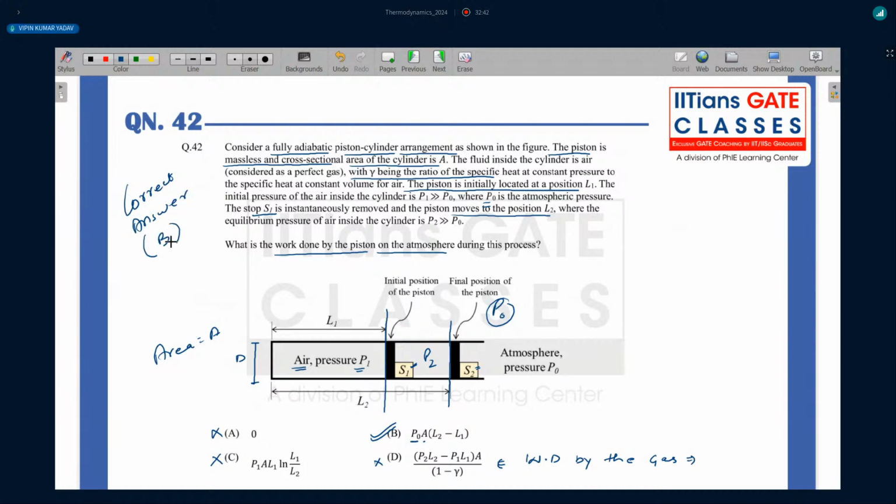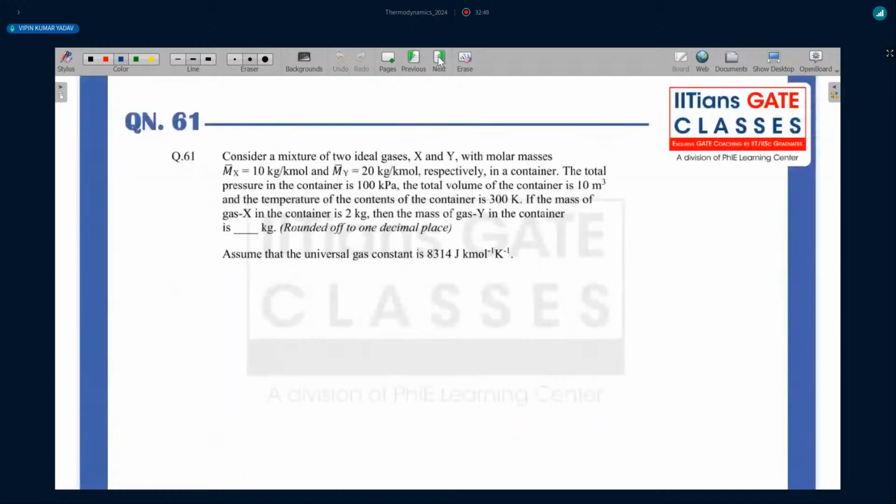Okay. I hope it is very clear. Now, let us move on to the last question, which came from thermodynamics. Let's try to read the question. Consider a mixture of two ideal gases X and Y with molar masses Mx is equal to 10. So it is a molecular weight.